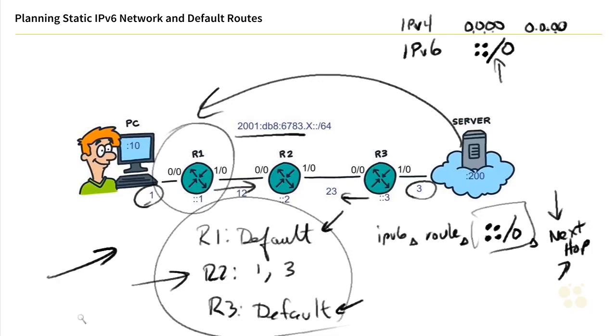So let's take this plan and let's implement this with the very next video in the hands-on lab, and we'll implement a default route on R1, static network routes on R2, and a default route on R3, and then we can test end-to-end connectivity with IPv6 static routes.